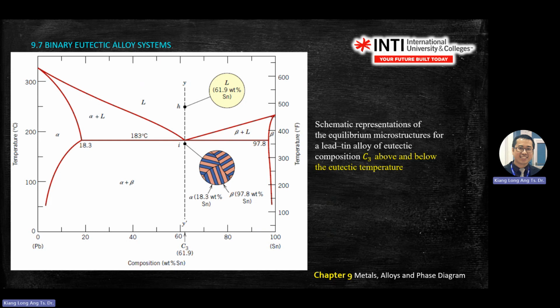So schematic representation of equilibrium microstructure. This is the word that we will use to ask you to draw the bubble diagram. It's called equilibrium microstructure. It means we want you to draw the bubble things. You won't see the word bubble in the question because it's not professional. So we will use this word to ask you to draw the bubble. Okay, equilibrium microstructure.